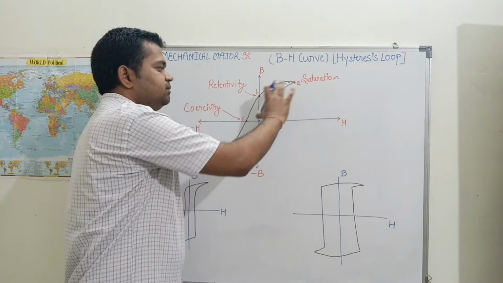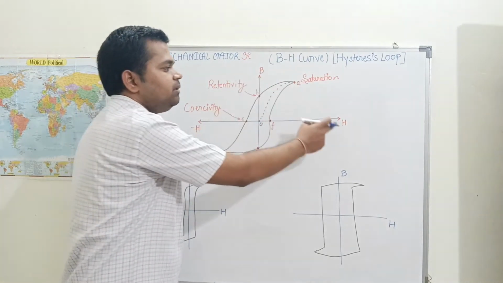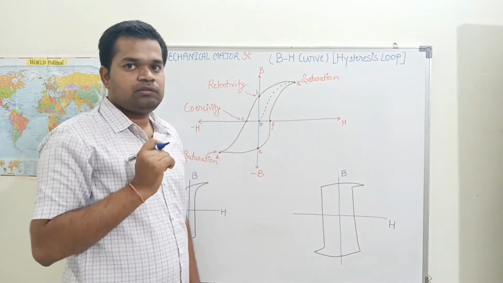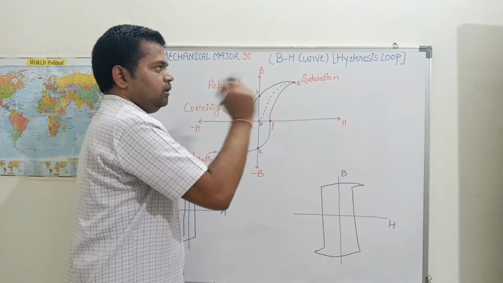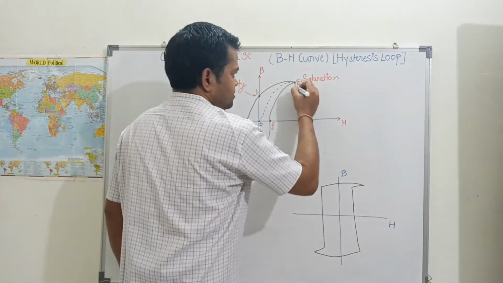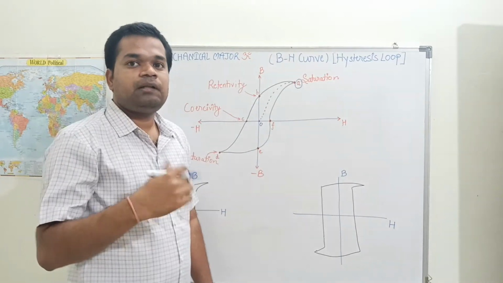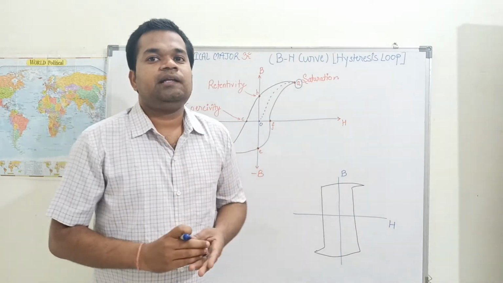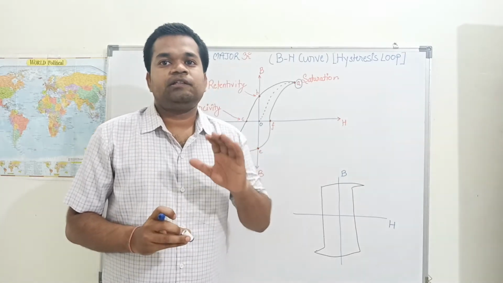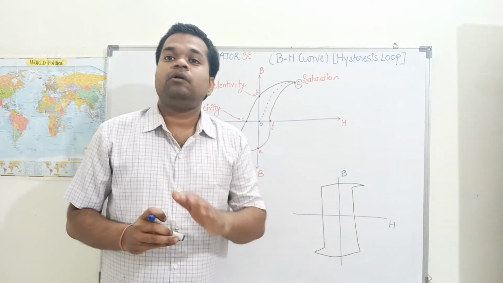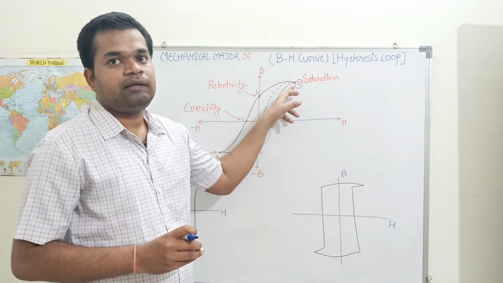So between these O and A, the flux density, that is B, lags behind the magnetizing force H. So it is a non-linear path. Now at A, इस पॉइंट पे क्या हो जाता है, saturation आ जाता है. Saturation का मतलब ये होता है कि all the materials are aligned in a particular direction and further magnetization or the alignment is not possible. So it reaches a saturation point.